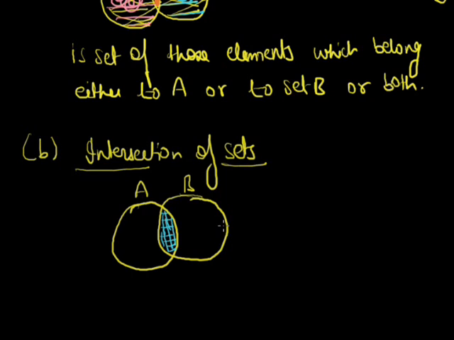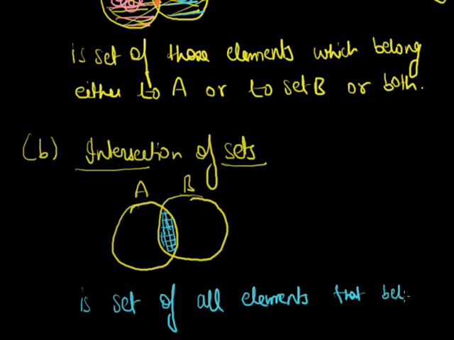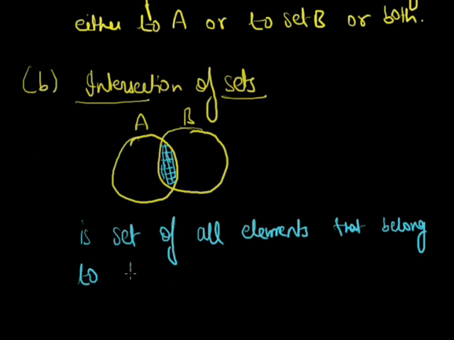So intersection of sets A and B means the region or the elements which are common in both A and B, or which are present in both A and B. It means the intersection of sets is the set of all elements that belong to both A and B.